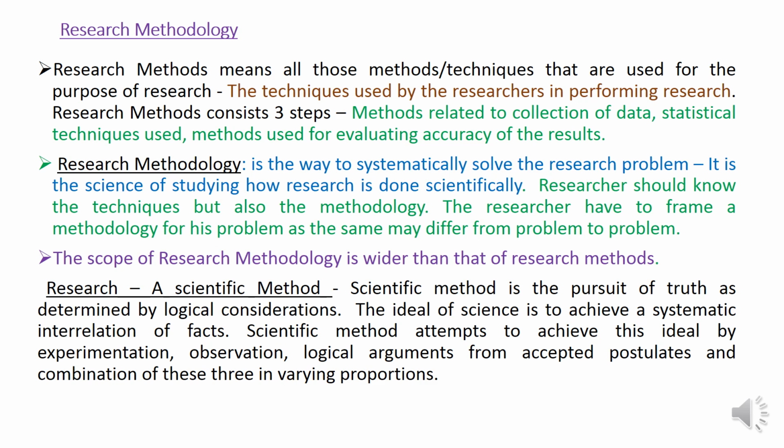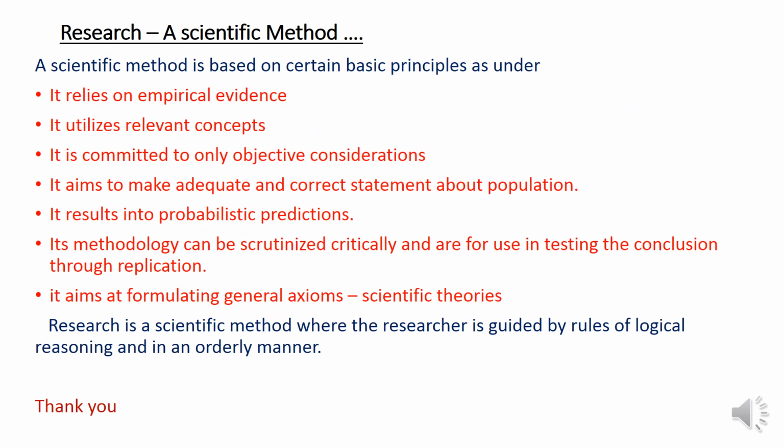The ideal of science is to achieve a systematic interrelation of facts. So the facts should be analyzed in a systematic manner. So we will use experimentation, observation or logical arguments from some basic principles and combination of these three in different proportions. The researcher will use different techniques like experimentation, observation and logical arguments while doing his research.